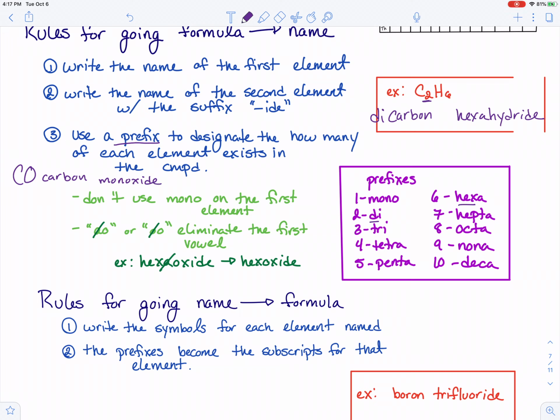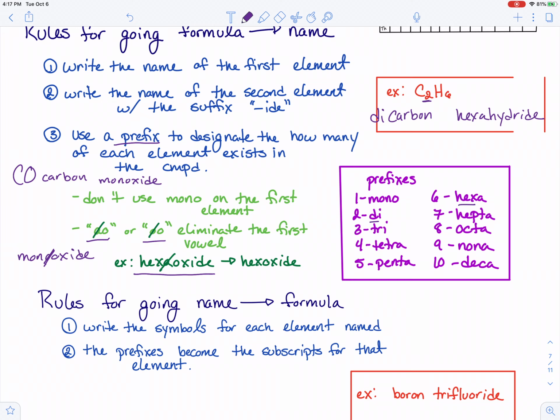All right, the second sort of nitpicky rule is if you get an AO when you add the prefix or an OO, you eliminate the first vowel. So just like I did with monoxide, it's not monooxide. I delete one of the O's and it becomes monoxide. So carbon monoxide. Same thing over here. If I got hexaoxide, I would eliminate that A and it would become hexoxide.